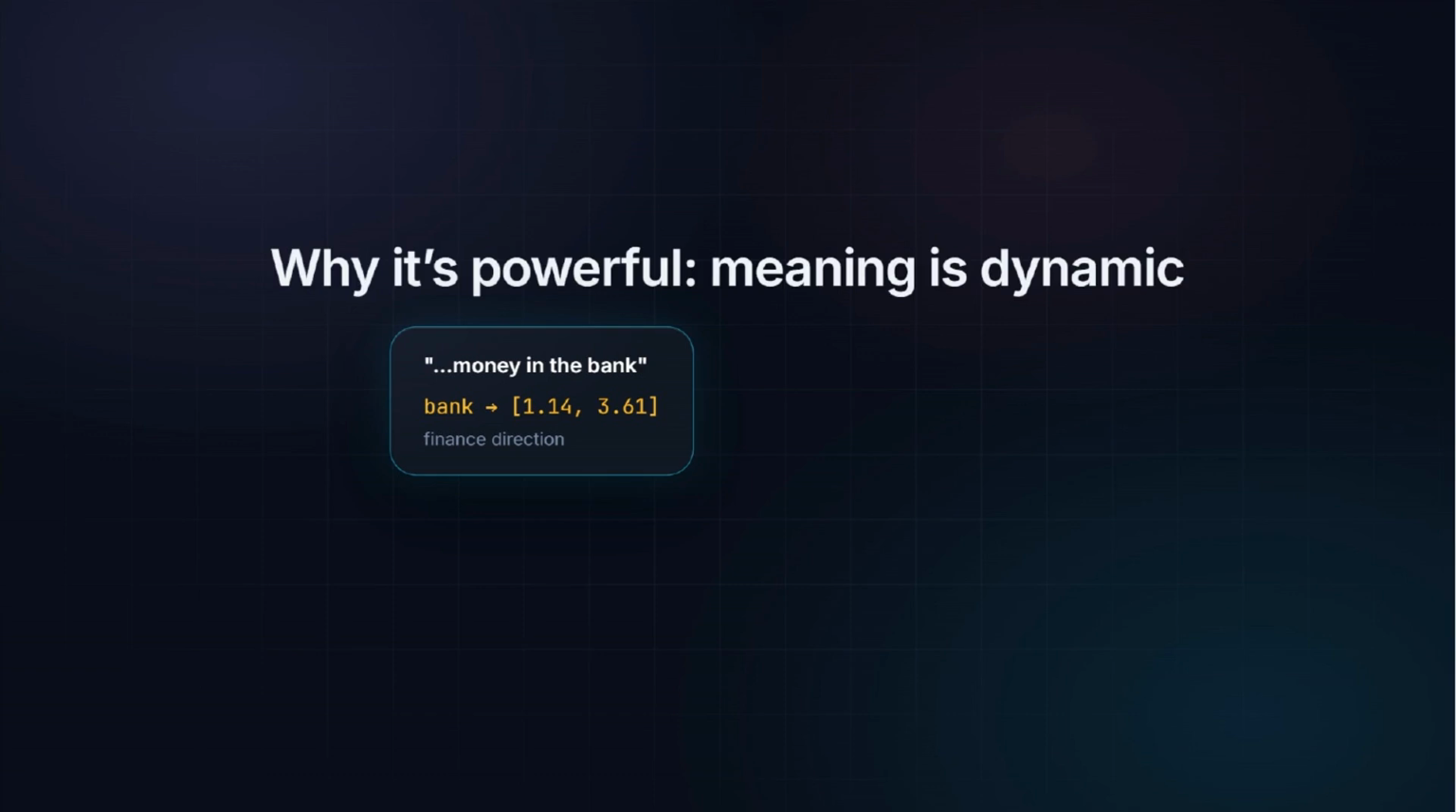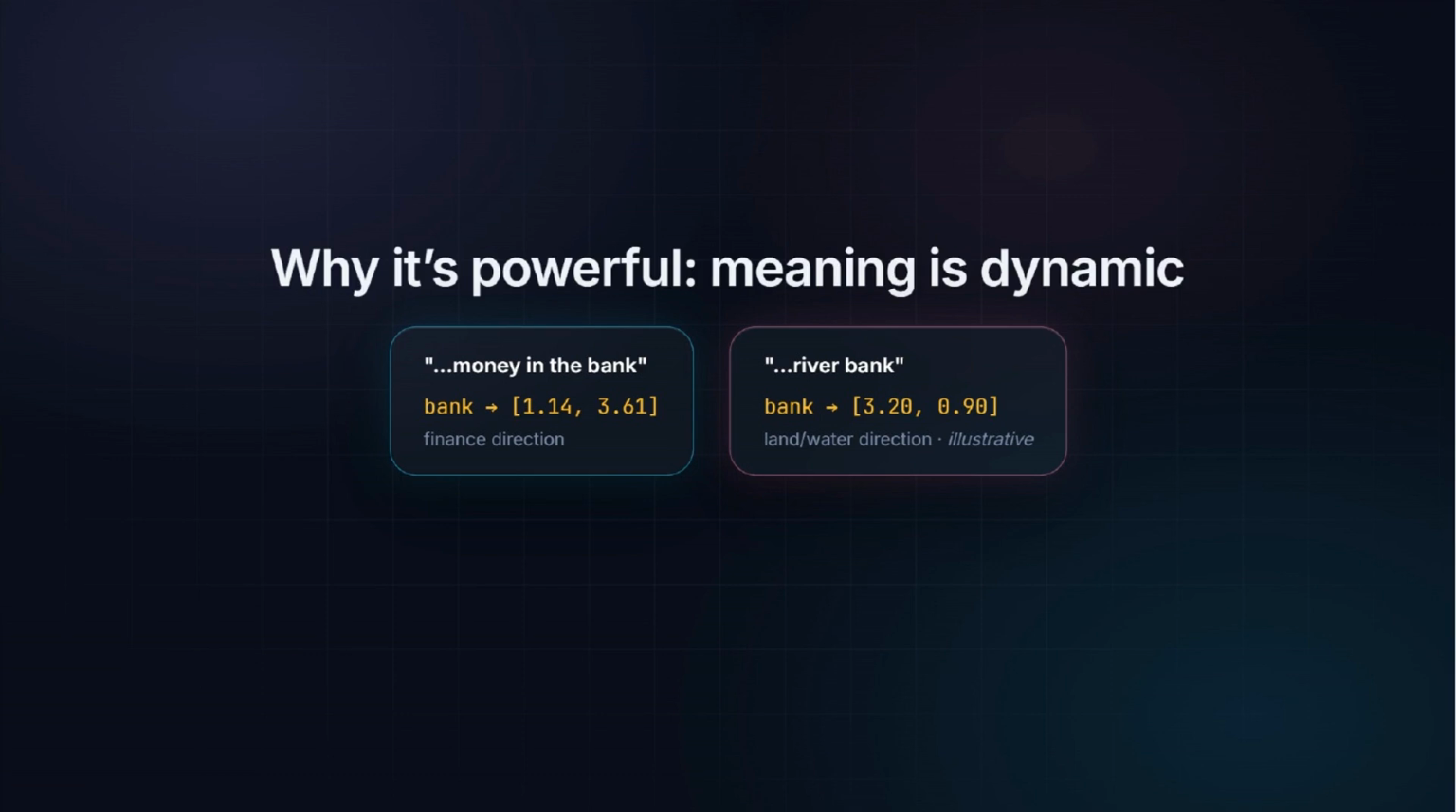Here's why this is such a big deal. In our sentence, bank came out as 1.14, 3.61, the finance direction. Run the very same word through "I sat on the riverbank," and now river wins the attention. The values blend differently, and bank comes out as something like 3.2, 0.9, the land and water direction.